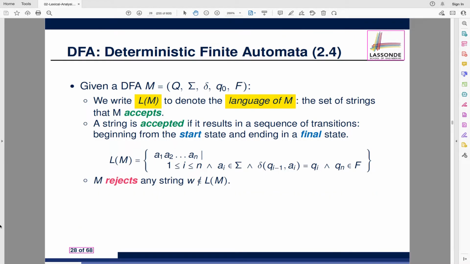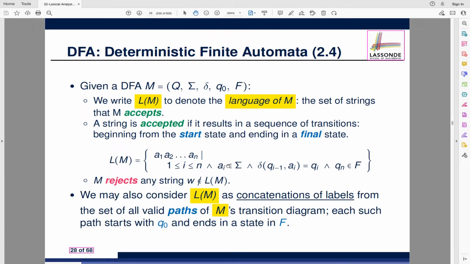Okay, so any string that's not here should not be in the language, so that should be rejected. Basically, any string that would be undefined at some point by the transition function delta should be rejected. I'll just keep track of the time. All right, so that's another intuition. You can take a look.